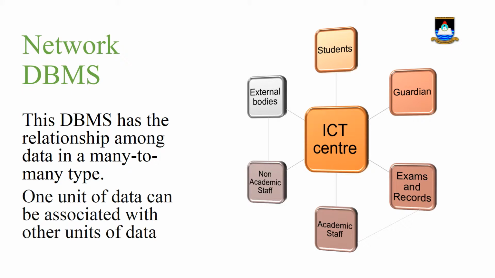Now, the information in this database that is named ICT can also be used or accessed by external bodies. This same information that is accessed by external bodies can still be used by the academic staff or the exams and records. Exams and records can still be inputted by academic staff, or the information gathered by exams and records can also be related to students. So the relationship among data can be many-to-many, many-to-one, or one-to-many. It's without restrictions. It goes in a network. One can be connected to another without restrictions from another one accessing the data.